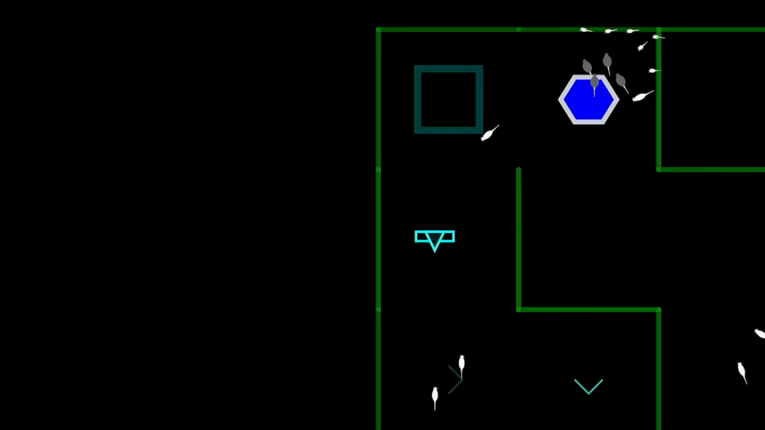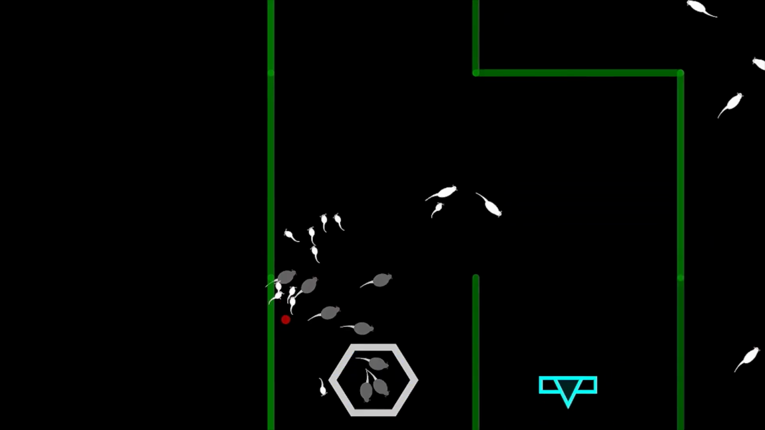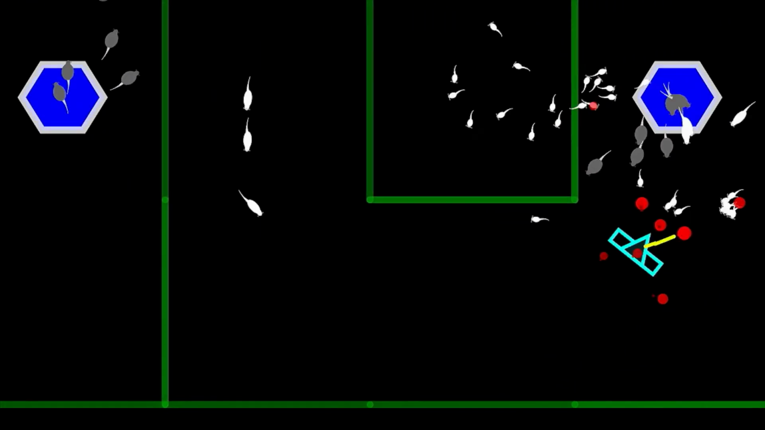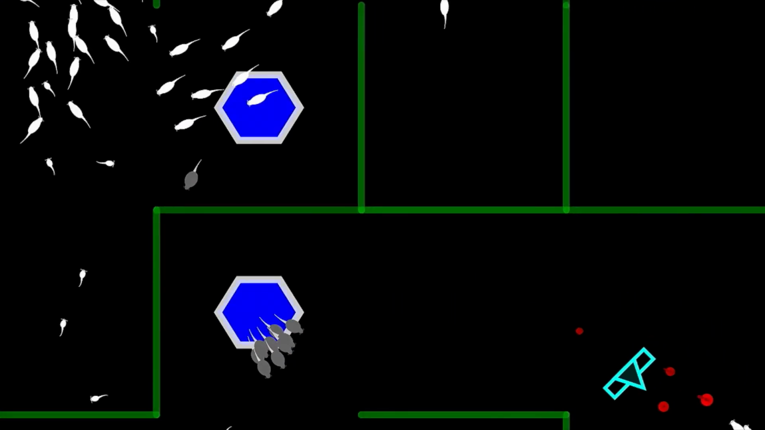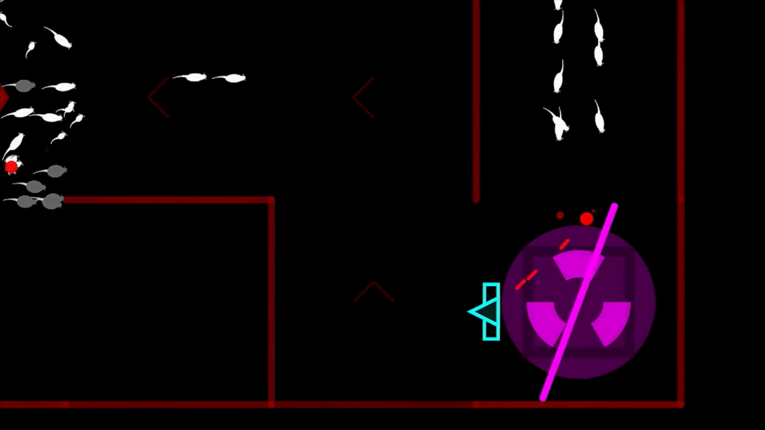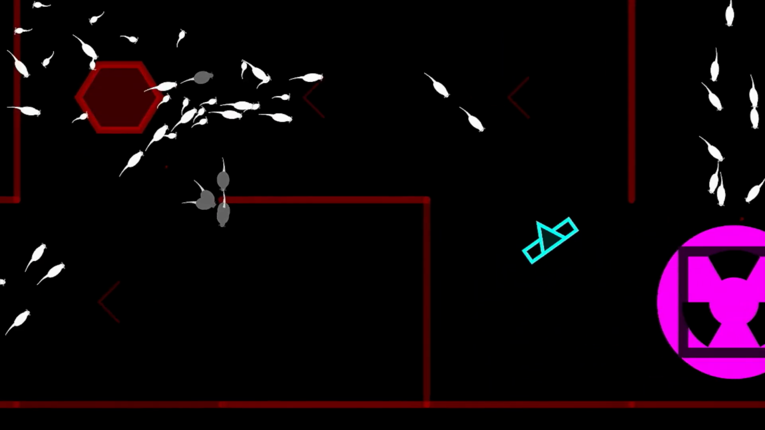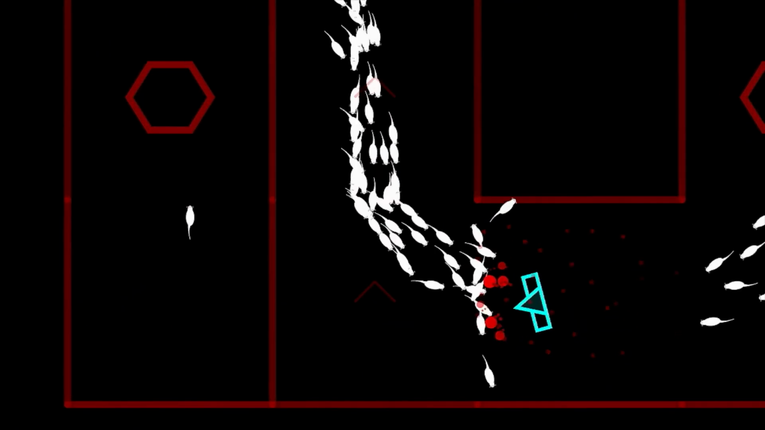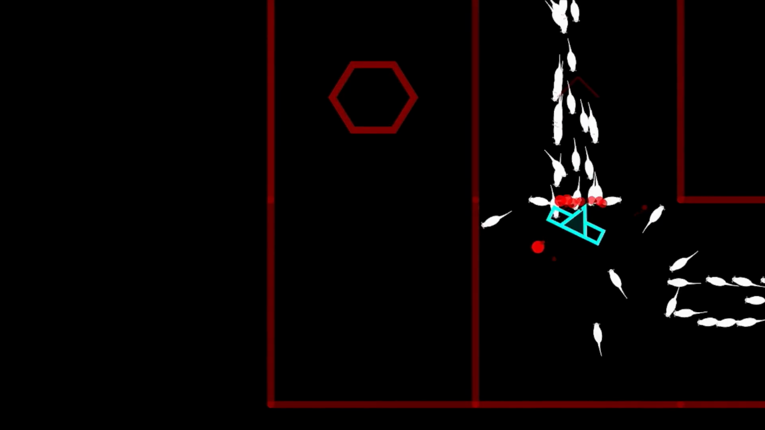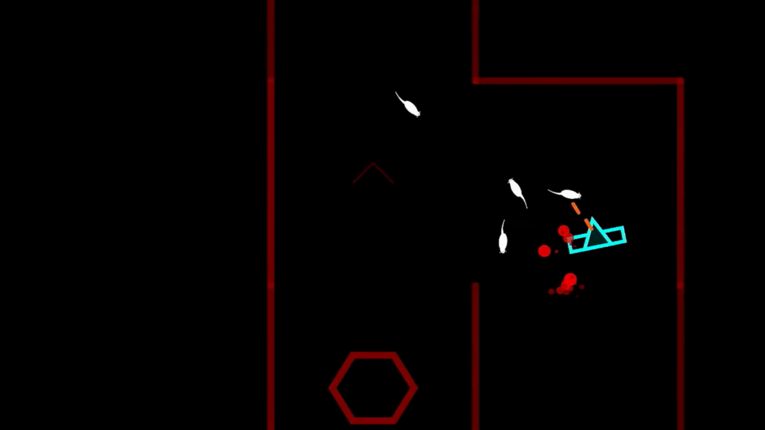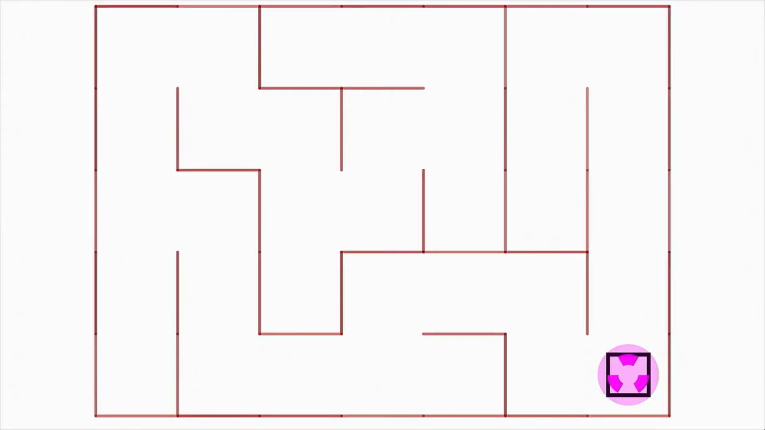Maze number three. Follow markers to reach your goal. Could this be our goal?